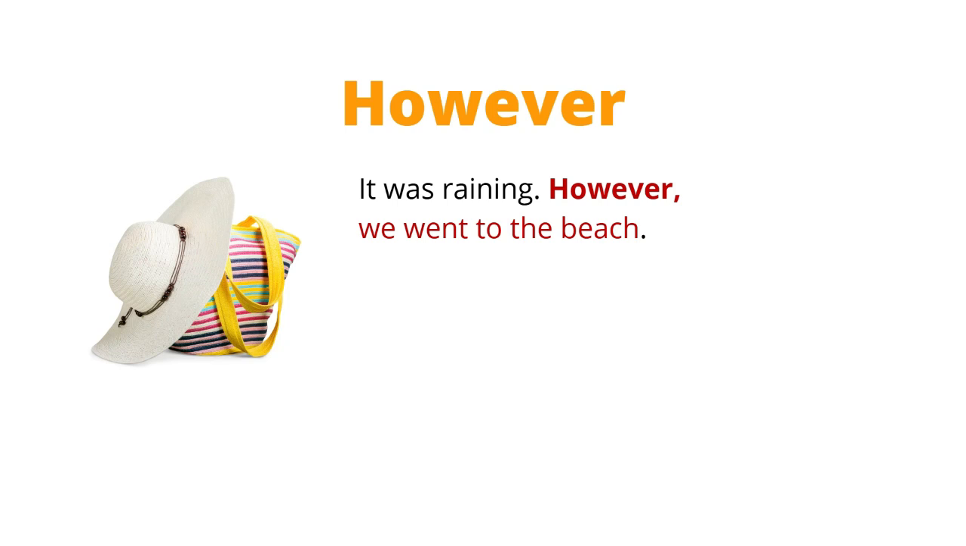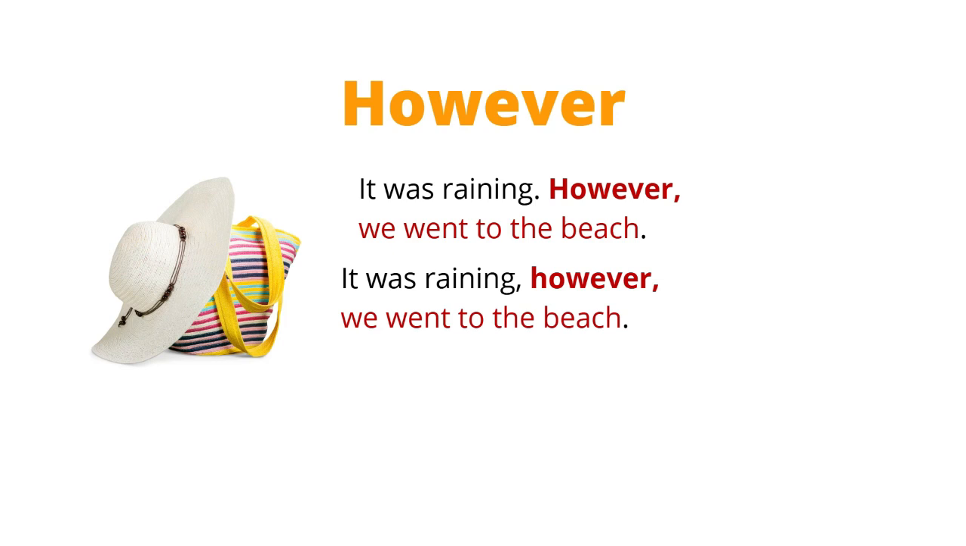You cannot do this. A lot of people try this structure, but it's incorrect. However does not link two sentences into one. It's not a conjunction like and or but. However shows a connection between the two ideas, but it doesn't connect two sentences into one.